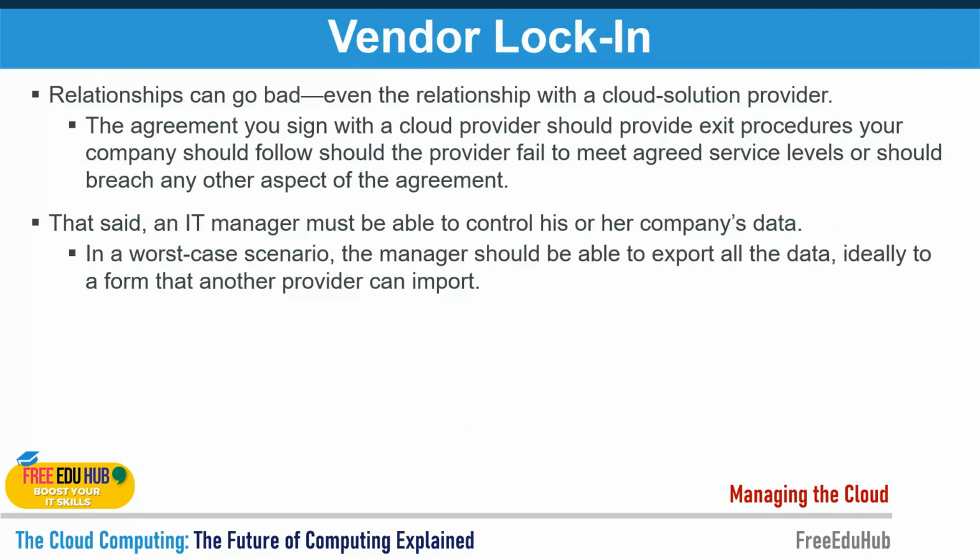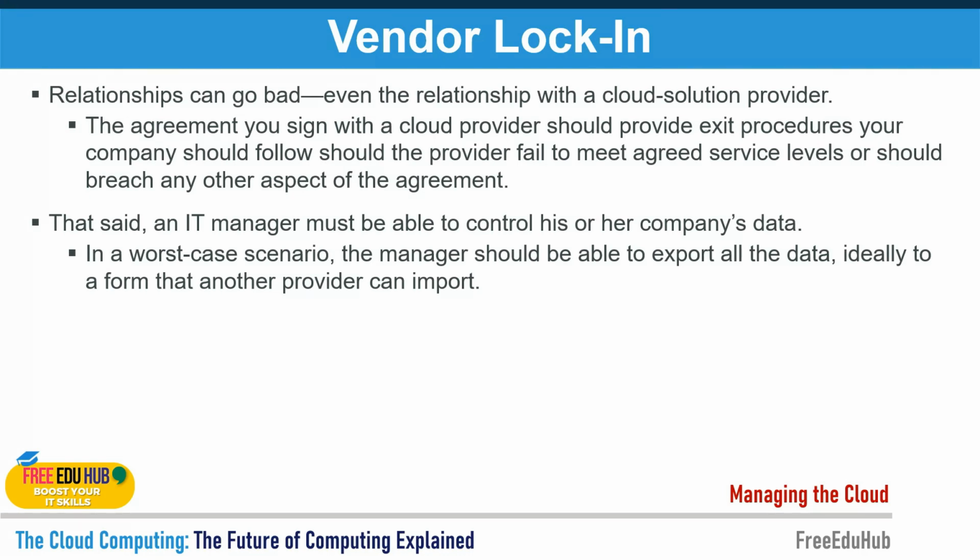Now, vendor lock is a relationship. For example, if you are hosting your things on a cloud and somehow you are not on good terms with the cloud service provider, they can go bad. Even the relationships with a cloud solution provider matter: the agreement you sign with the cloud service provider covers exit procedures your company should follow, and if the provider fails to meet the agreed service level, you should breach, or the other party can breach the same agreement. So what would be the terms and conditions? What would be the safest exit from that, and what would be the terms and conditions for the billing cycle, for the penalties and all those things? They must be considered.